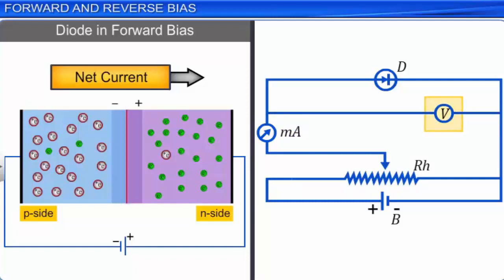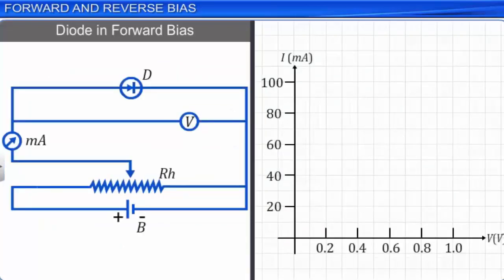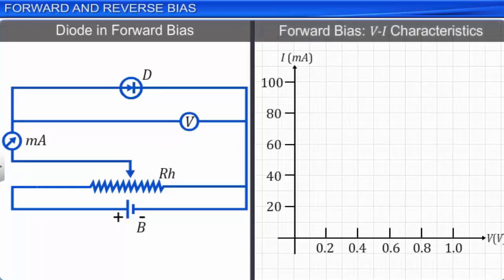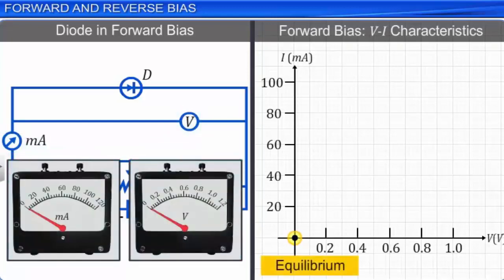The graph showing the variation of current versus potential difference for a forward-biased diode is called its VI characteristics. The origin is the position of equilibrium when no external voltage is applied across a diode and no net current flows through it. The net current in a forward-biased diode remains zero or negligible until the external applied voltage reaches a certain threshold value.